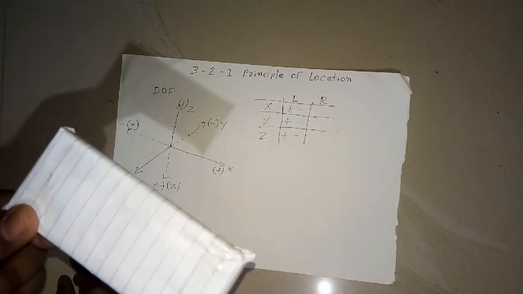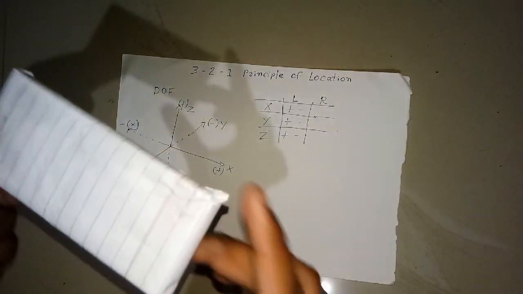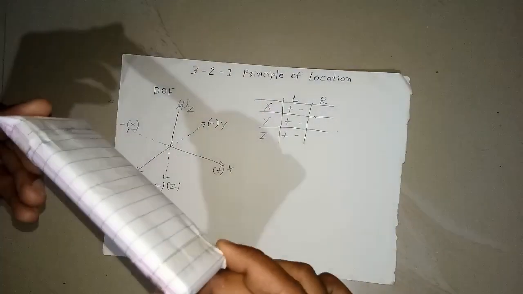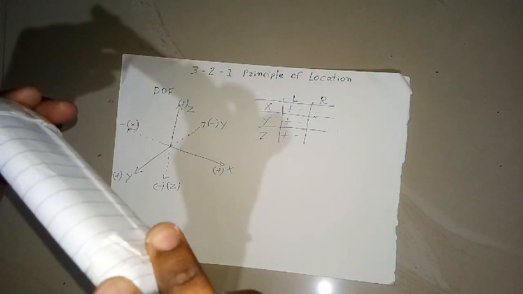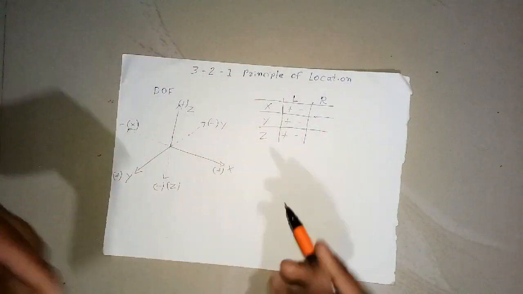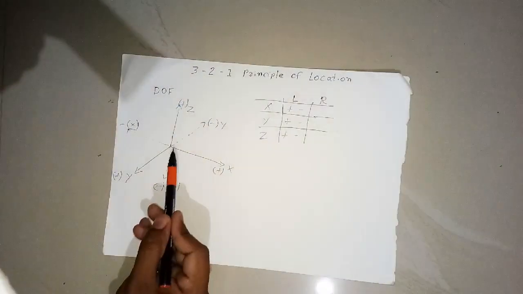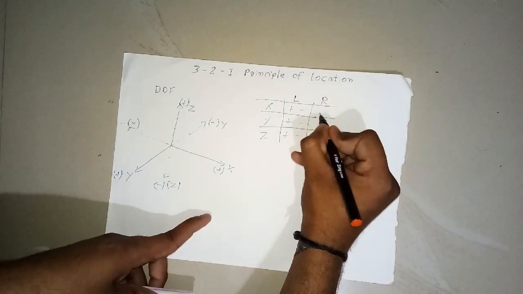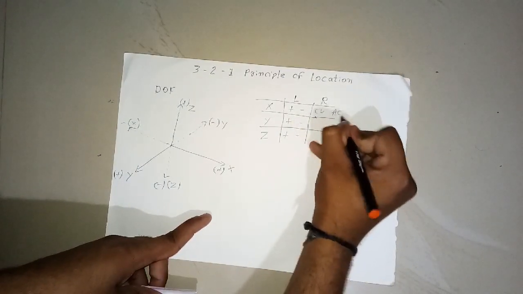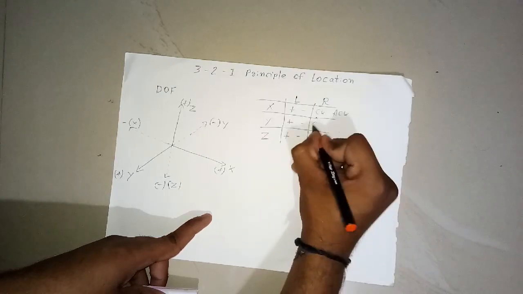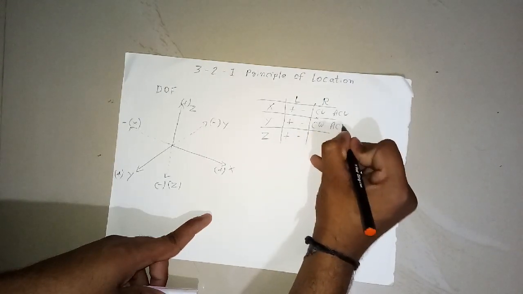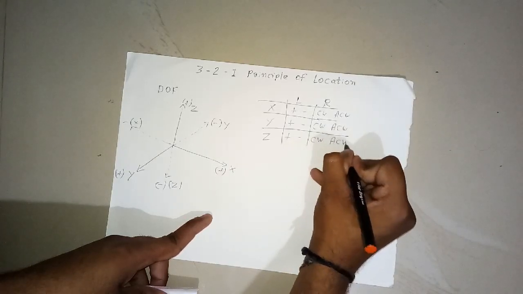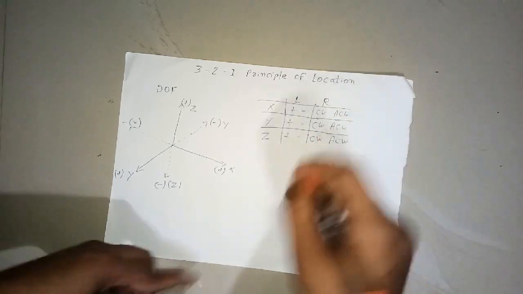Another motion is rotational motion. If your object moves like this, this is clockwise motion, this is anti-clockwise motion about the x-axis. Same for the y-axis and z-axis. Clockwise, anti-clockwise for the x-axis, clockwise, anti-clockwise for the y-axis, clockwise, anti-clockwise for the z-axis.